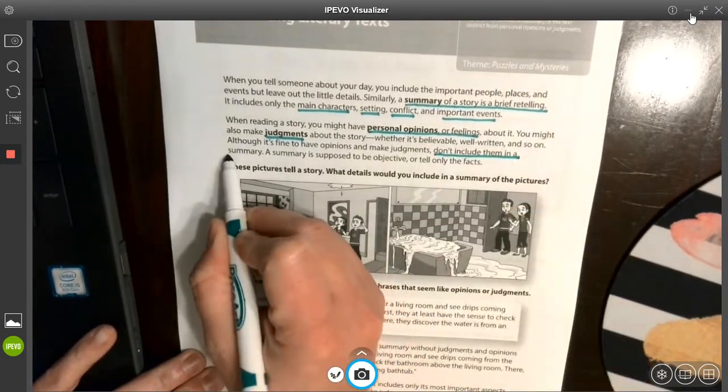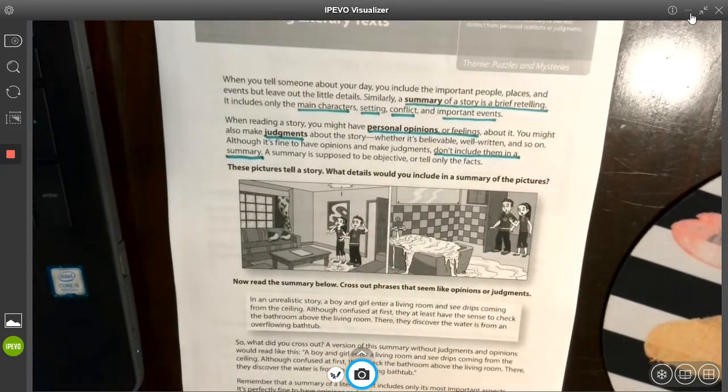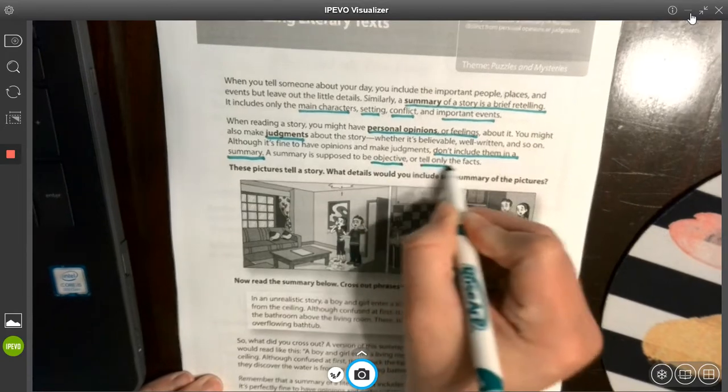A lot of us, when answering some of the questions on the Ready form, have been answering the question, but instead of providing information about the character, some of us are providing information about your own experience. So I want you to try to work on only putting things about the character in any kind of summary, not about yourself. It's supposed to be objective or tell only the facts.